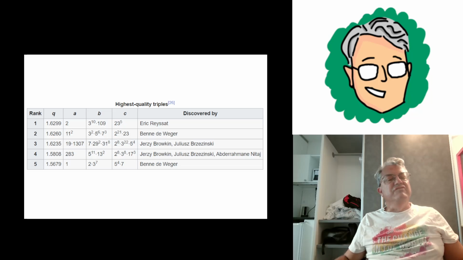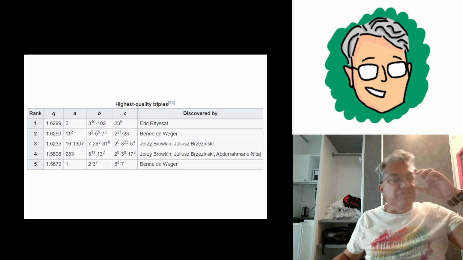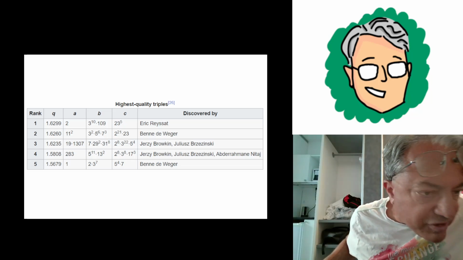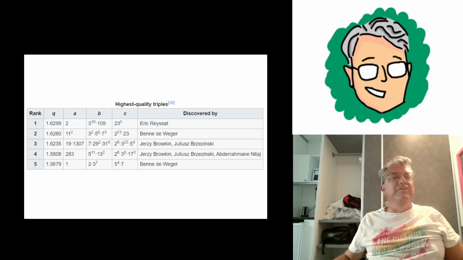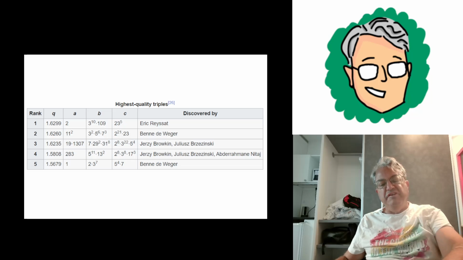It turns out that for the highest known quality ABC triple, A is 2, B is 3 to the 10th times 109, and C is 23 to the 5th. Usually these prime factors are pretty small. The exponents can get big, especially for the ones with high quality, but anyway. Just a list of the top 5, and so there are some triples with very high known values of Q, but not that many.